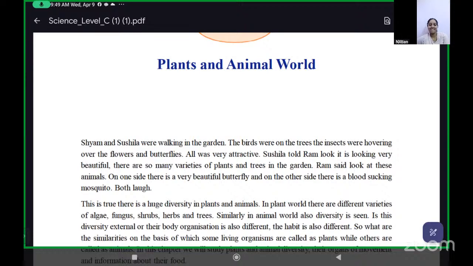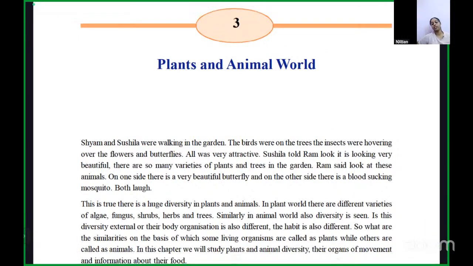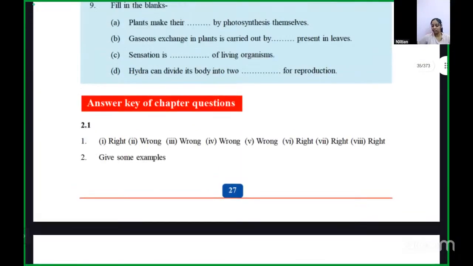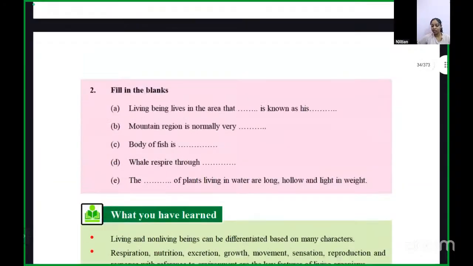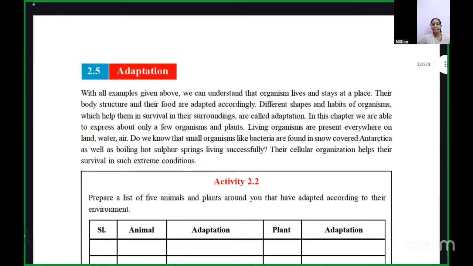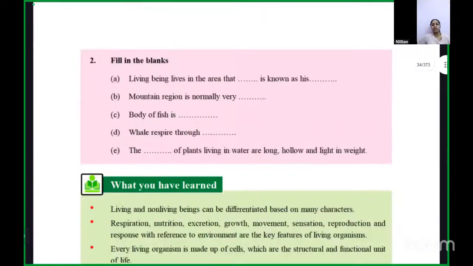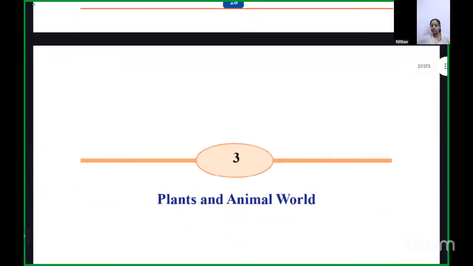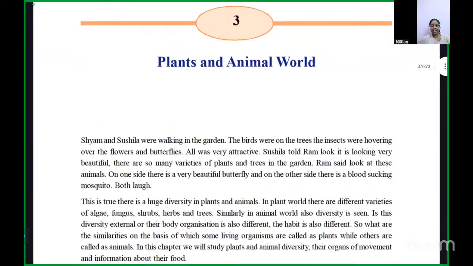Okay. So today we are to start a new chapter. We finished with the second chapter yesterday with the concept of adaptation. And today we will start with a new chapter called Plants and Animal World.